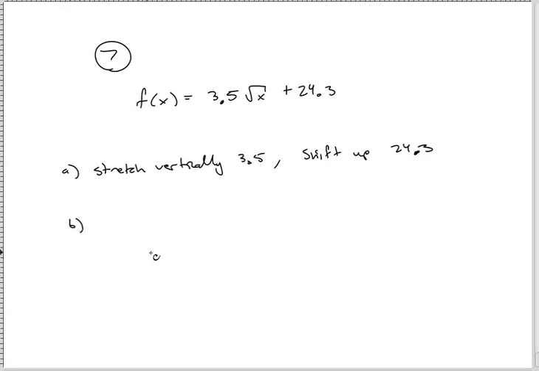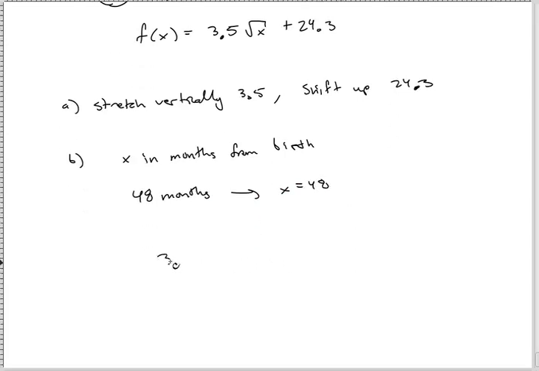Part B is kind of weird. They start with saying, well, x is in months, and it's months from birth. They're talking about like weights or something, I think, or heights. Heights of babies. Okay, so heights of baby after birth. And so part B says then we got 48 months. And so you guessed it, x is equal to 48. Awesome. And so I'm just going to plug that in.